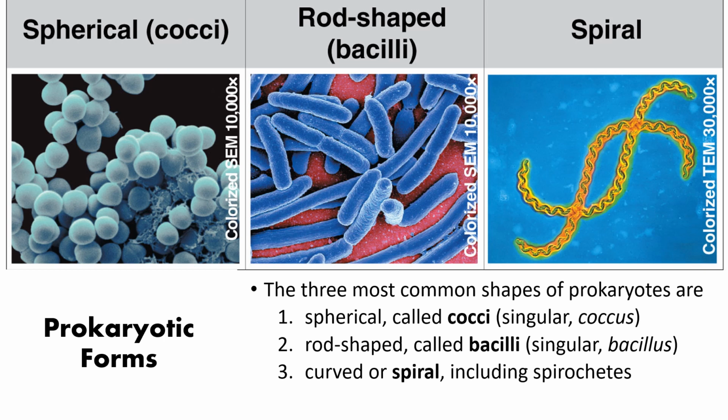The last type sometimes is called spirillum, but the book calls them just spiral. This is going to be either curved or spiral. It looks sometimes like a corkscrew, but that will be your spiral type. Okay, and so all bacteria are going to fall into one of these categories.